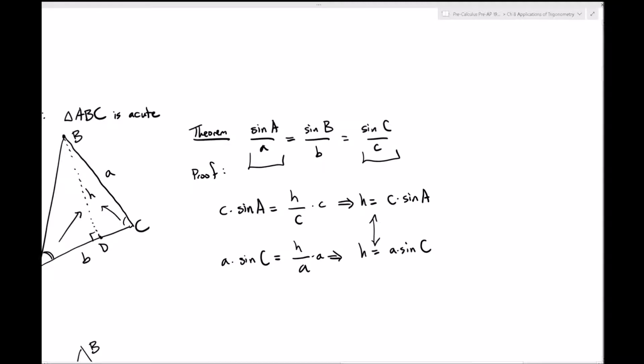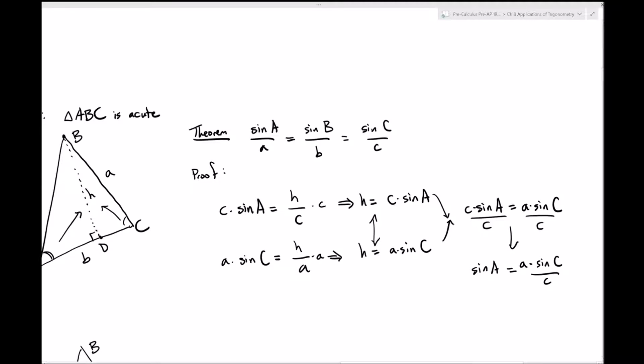So if H is equal to that and H is equal to that other thing, those two things should be equal to each other. So these two together should tell me C sine of A must equal A sine of C. And we're almost done. Now these ratios have an A on the bottom and a C on the bottom, so I might want to divide these. So divide by C on both sides, and I get sine A is equal to A sine C over little c. Same idea here though, we're going to divide both sides by A.